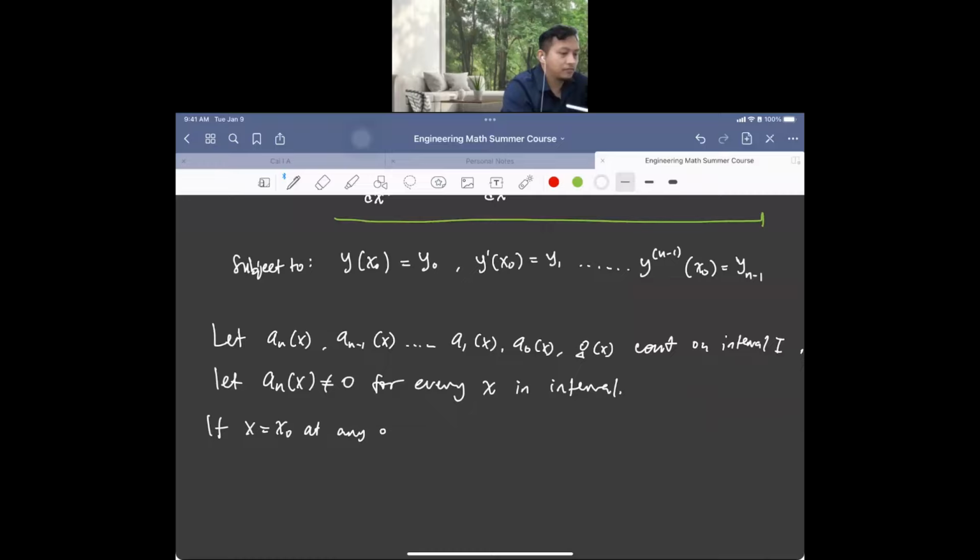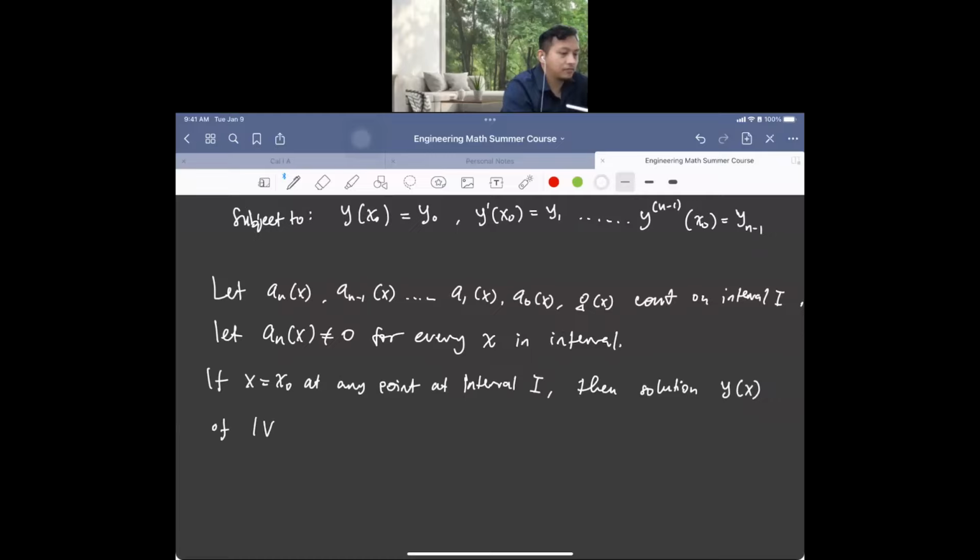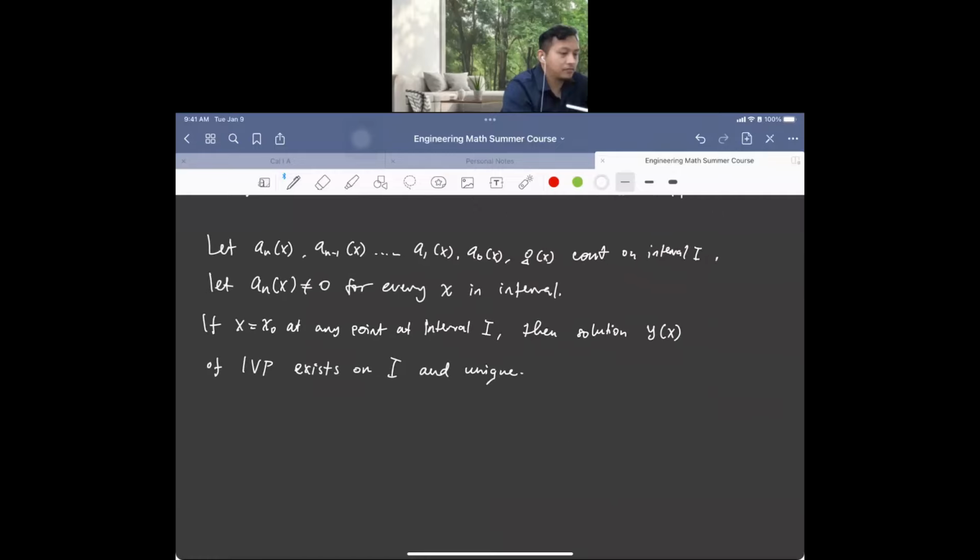So if x equals x0 at any point in the interval, then the solution y of x of the initial value problem exists on interval I and is unique. Okay, so what does it mean? Okay, if you think this has quite a lot of words.